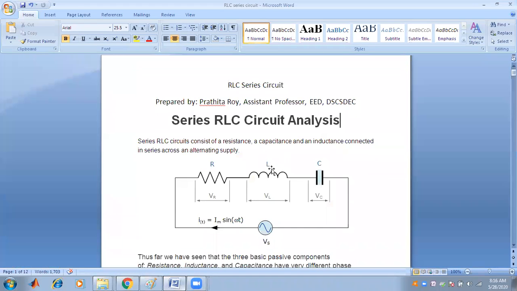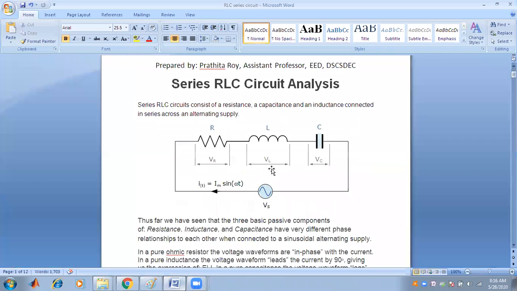We have already learned the RL and RC circuits individually, along with their impedance triangle, voltage triangle, and the resultant phasor diagram. Today we will discuss the series RLC circuit. So let us discuss the series RLC circuit.